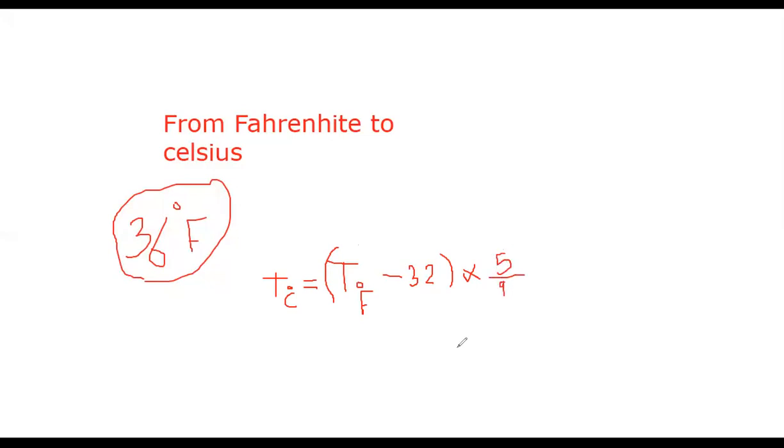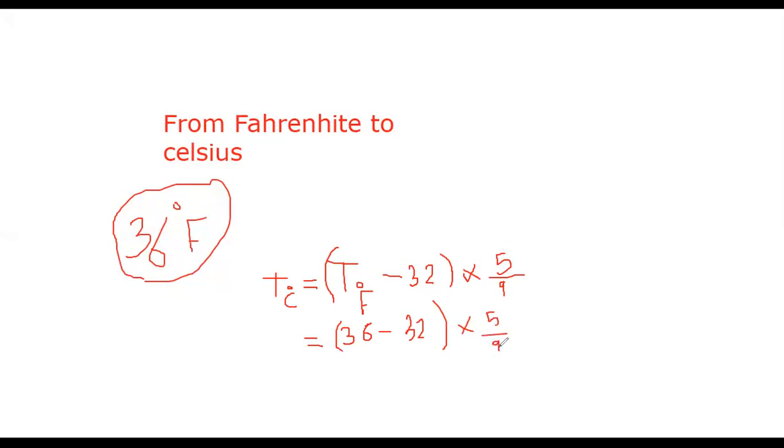What is the temperature now in Fahrenheit? It is 36. 36 minus 32 is 4. 4 times 5 over 9. We multiply it with 5 over 9.